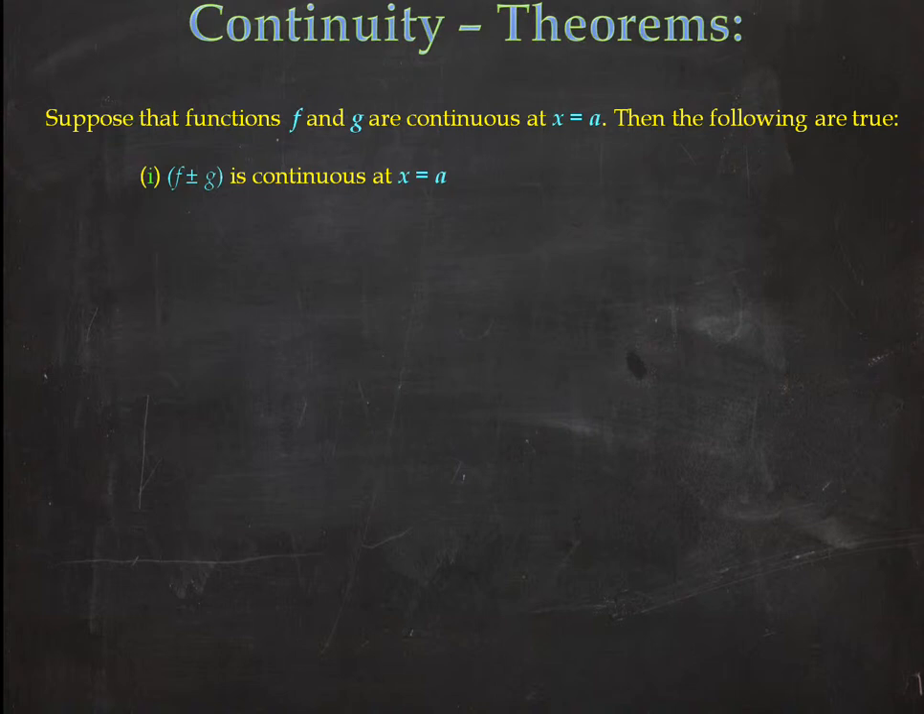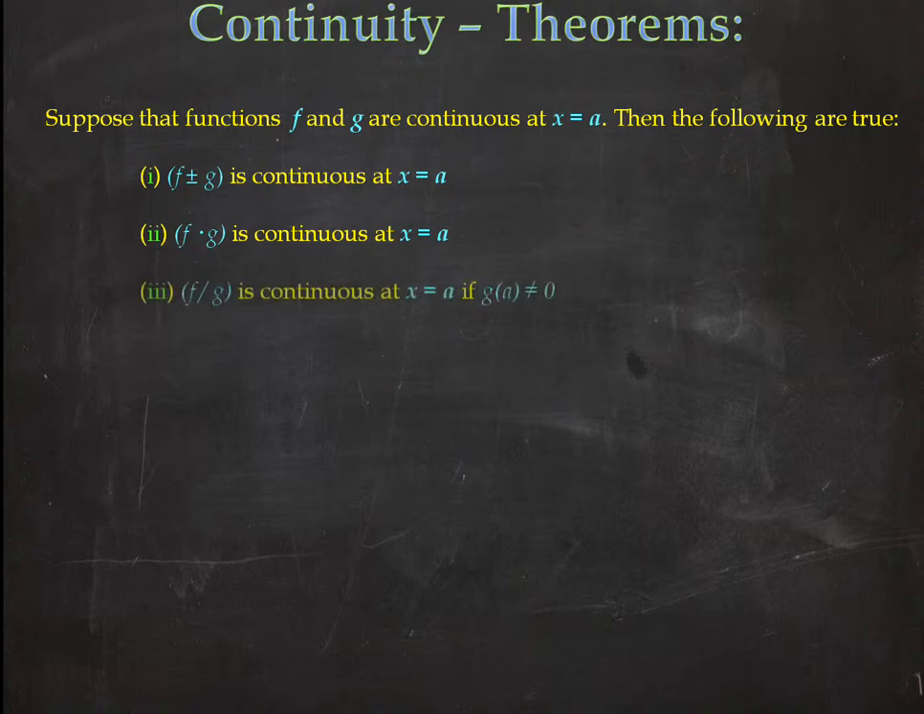That is, f plus g is continuous at x equals a, and f minus g is also continuous at x equals a. Likewise, the product of the two functions is also continuous at x equals a. And then finally, the quotient of the two functions is continuous at x equals a. That is, f divided by g is also continuous at x equals a. That is, as long as g of a does not equal 0.